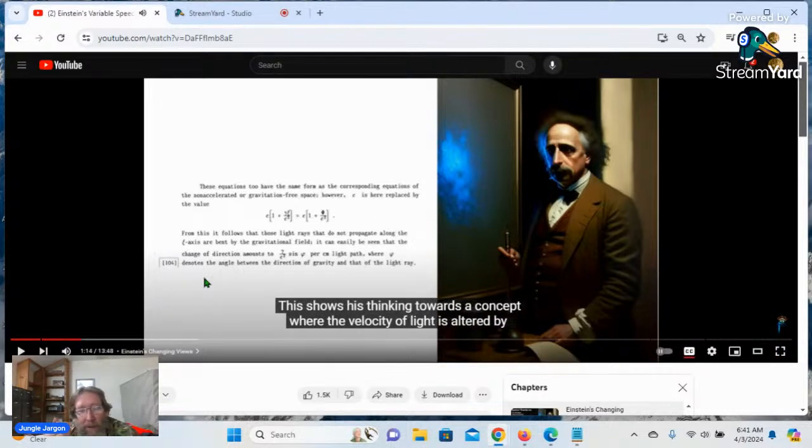Okay, whenever you talk about the bending of time and space, the curvature of time and space, gravitational lensing, anytime you reference that, you're talking about the variable speed of light.